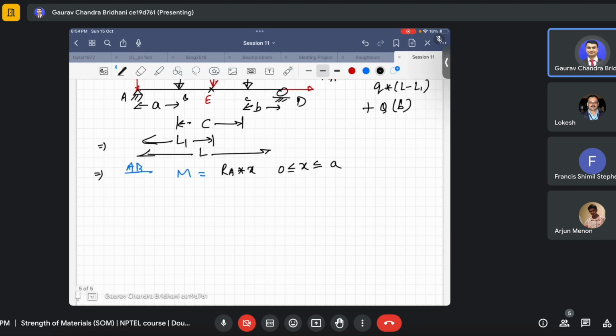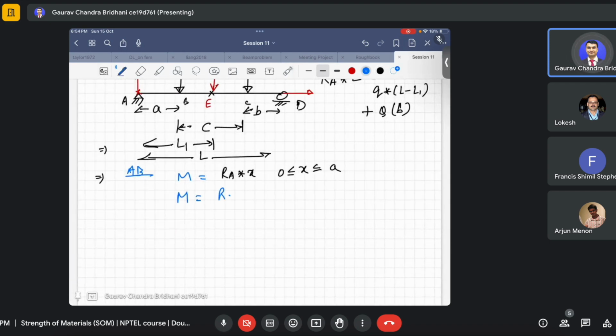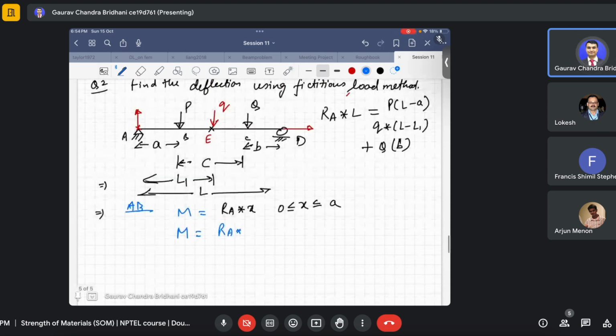then M will be RA into some distance. If suppose we are writing at this point, it will become X for RA, and minus P into, I am writing that in special brackets, X minus A. And this is for X greater than or equal to A up to B.